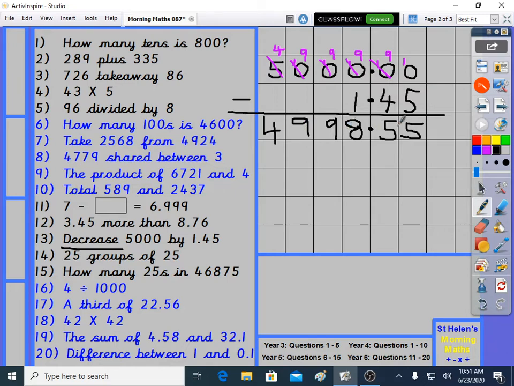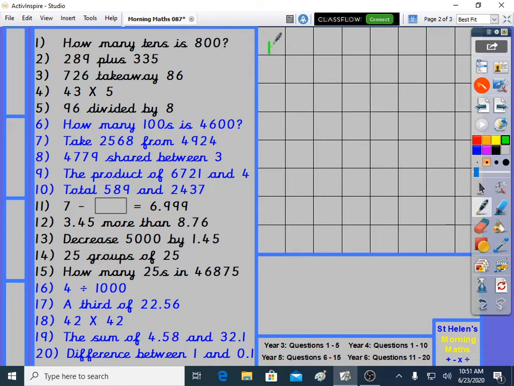Yep, 4,998.55. You might know from number bonds that 55 goes with 45 to make 100. So that's making sense because we started with double zeros. 4,998.55. We're on question 14. 25 groups of 25.